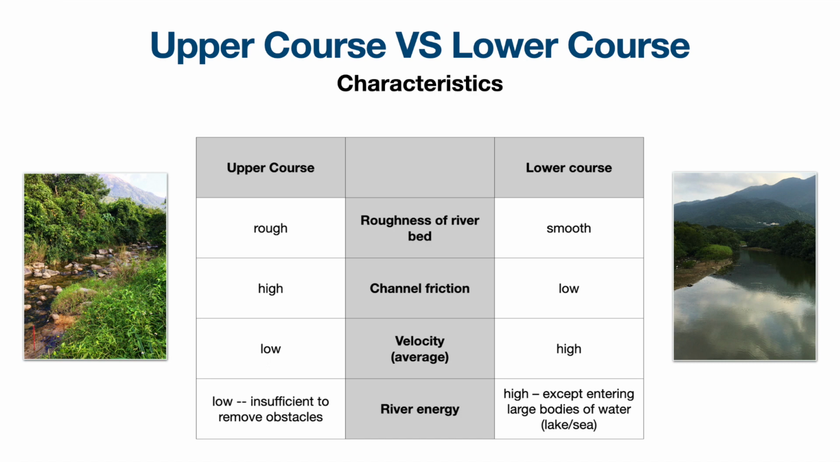Okay, good. Yeah, so size of the load at the upper course large and angular, at the lower course small and round. Attrition, as we mentioned. Roughness of riverbed explained. Channel friction explained. Okay. Any questions?